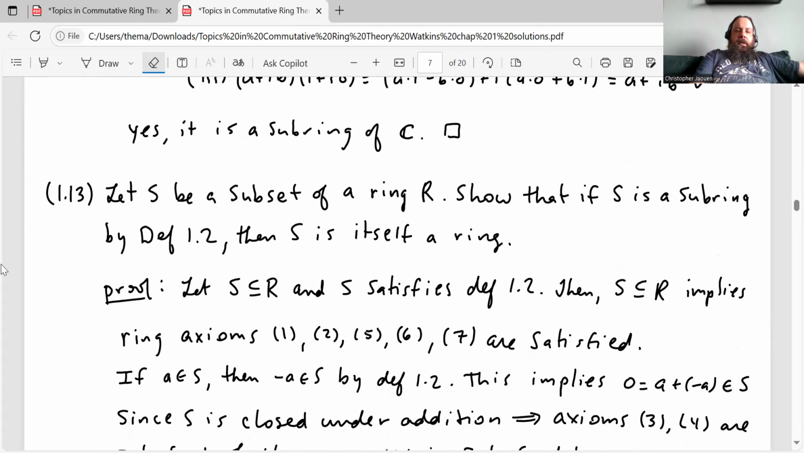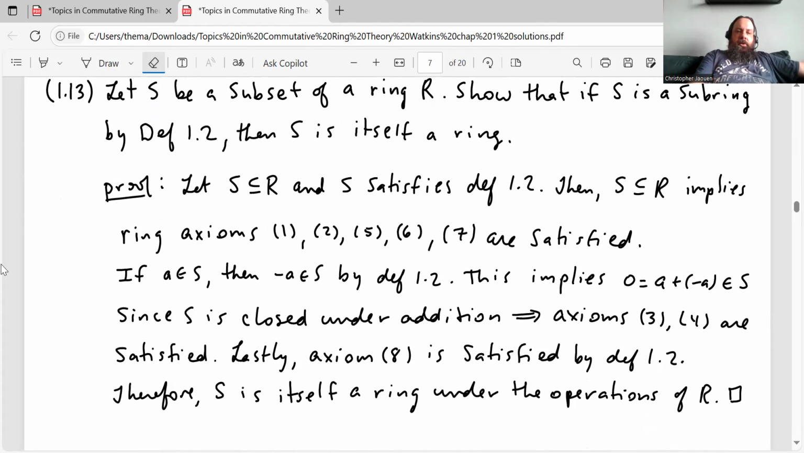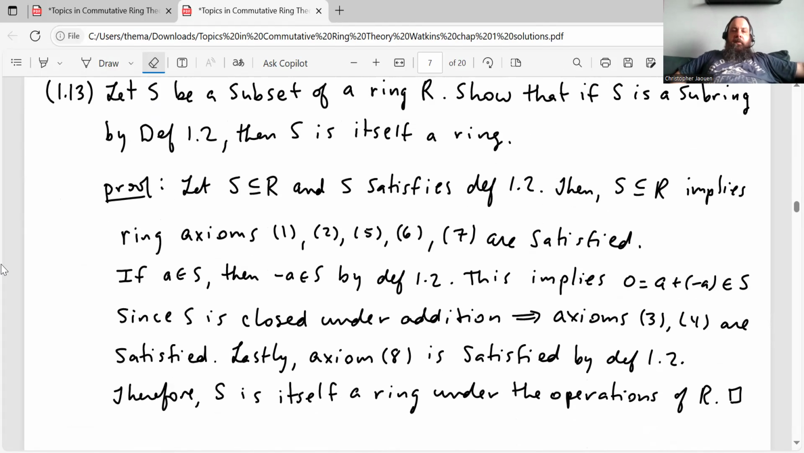Right. And then lastly, the last problem in the problem set is 1.13. Let S be a subset of a ring R. Show that if S is a subring by definition 1.2, then S is itself a ring. So let S be a subset of the ring R, and S satisfy definition 1.2. Then S is a subset of R, which implies the ring axioms 1, 2, 5, 6, and 7 are satisfied, because we're taking elements of a ring already. So obviously, the associative laws and so on are all satisfied.